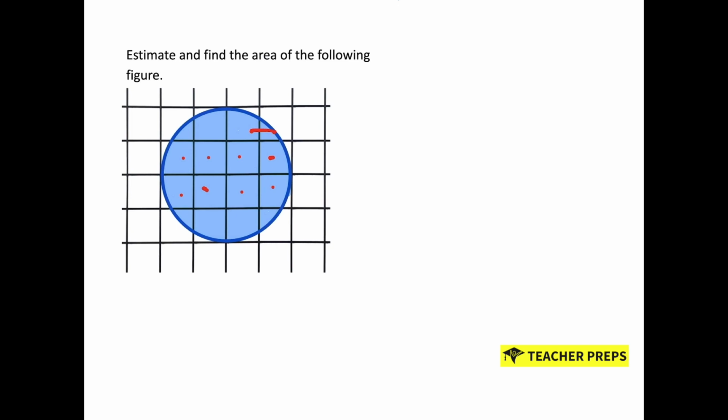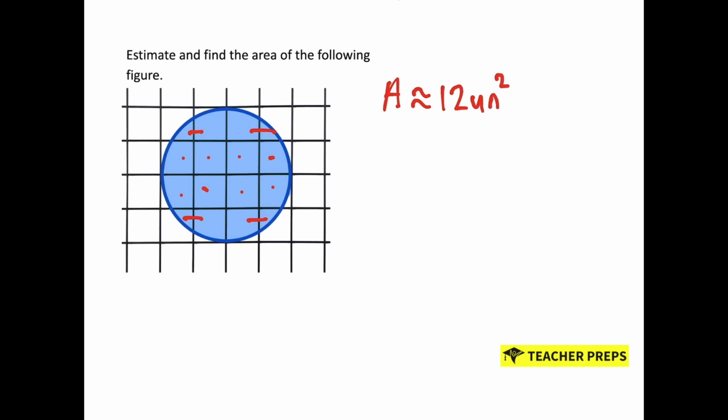These two look like they might make a whole square, so that makes 9. These two look like they make a whole square, making 10. These two look like they make a whole square, making 11. And these two look like they make a whole square, making 12. So we can say that our area is about 12 square units.